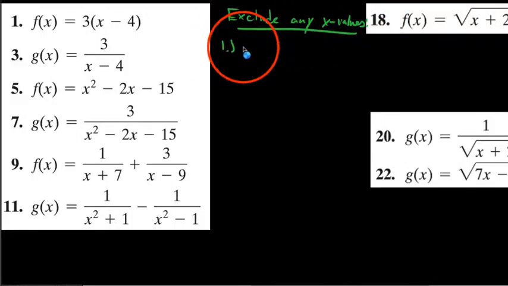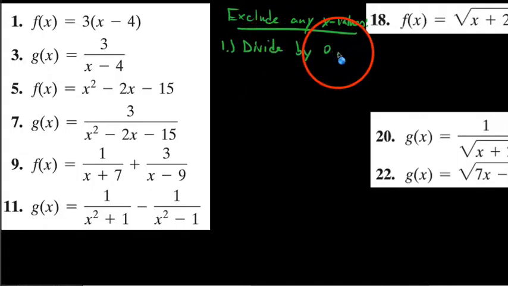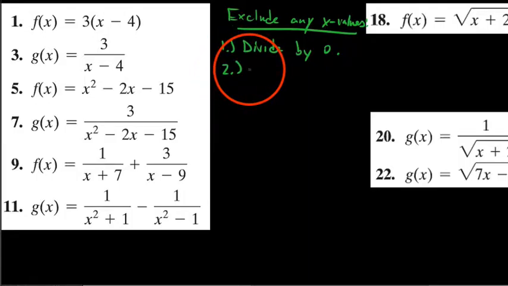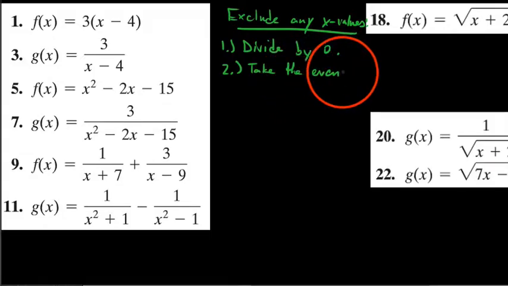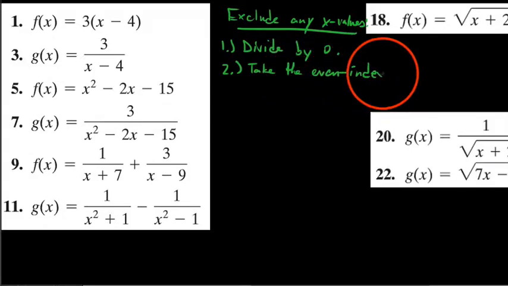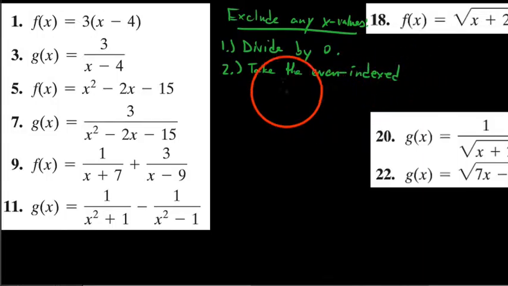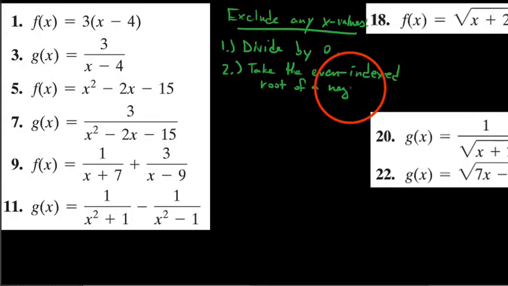One is that we divide by 0. We never want to do this. It's undefined. So division by 0 would be an excluded thing. We wouldn't want to do it. And we don't want to take the root, I'm going to write even indexed root, because if I wasn't, I wouldn't be doing my due diligence. But even indexed root, that's like square root, fourth root, sixth root. You can't take the even indexed root of a negative value.